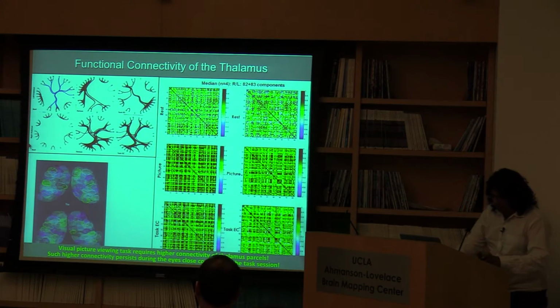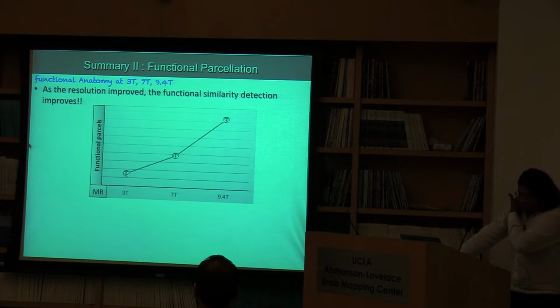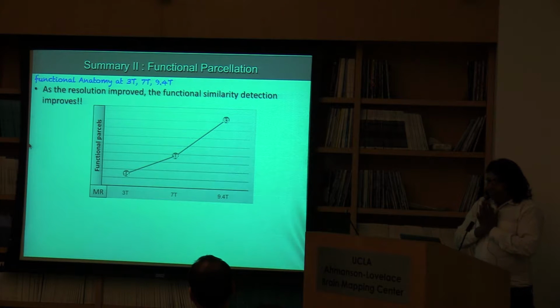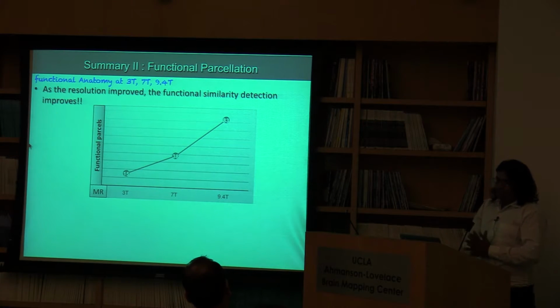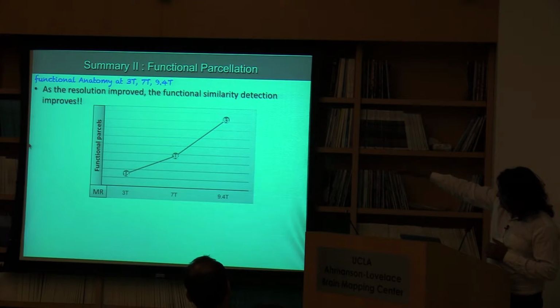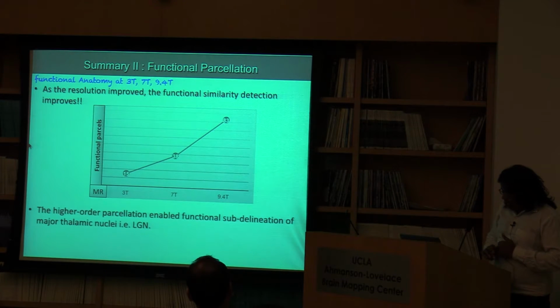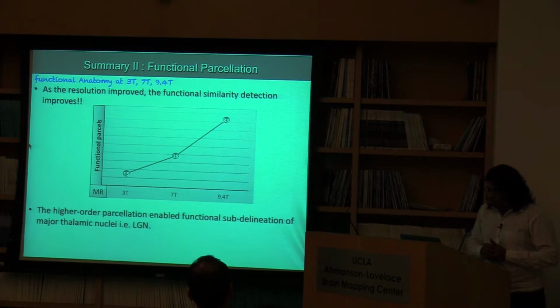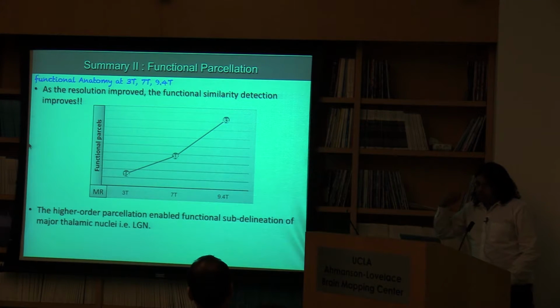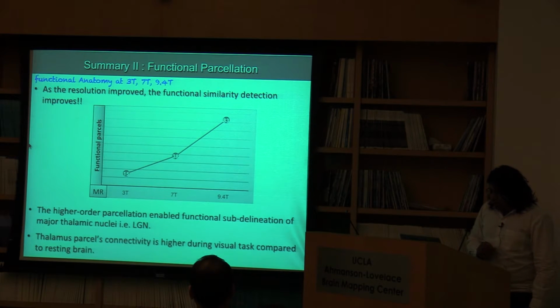Okay, this summarizes our functional parcellation at 7T and 9.4T. One of the main messages is that as the resolution improves, functional similarity detection improves. The plot shows parcels at 3T, 7T and 9.4T. Higher order parcellation enabled functional subdelineation of major thalamic nuclei such as the LGN. And this probably also holds true for other thalamic nuclei, for example, the pulvinar or subparts of maybe the mediodorsal. One has to look, I think. And thalamic parcel connectivity is higher during visual tasks compared to the resting brain.